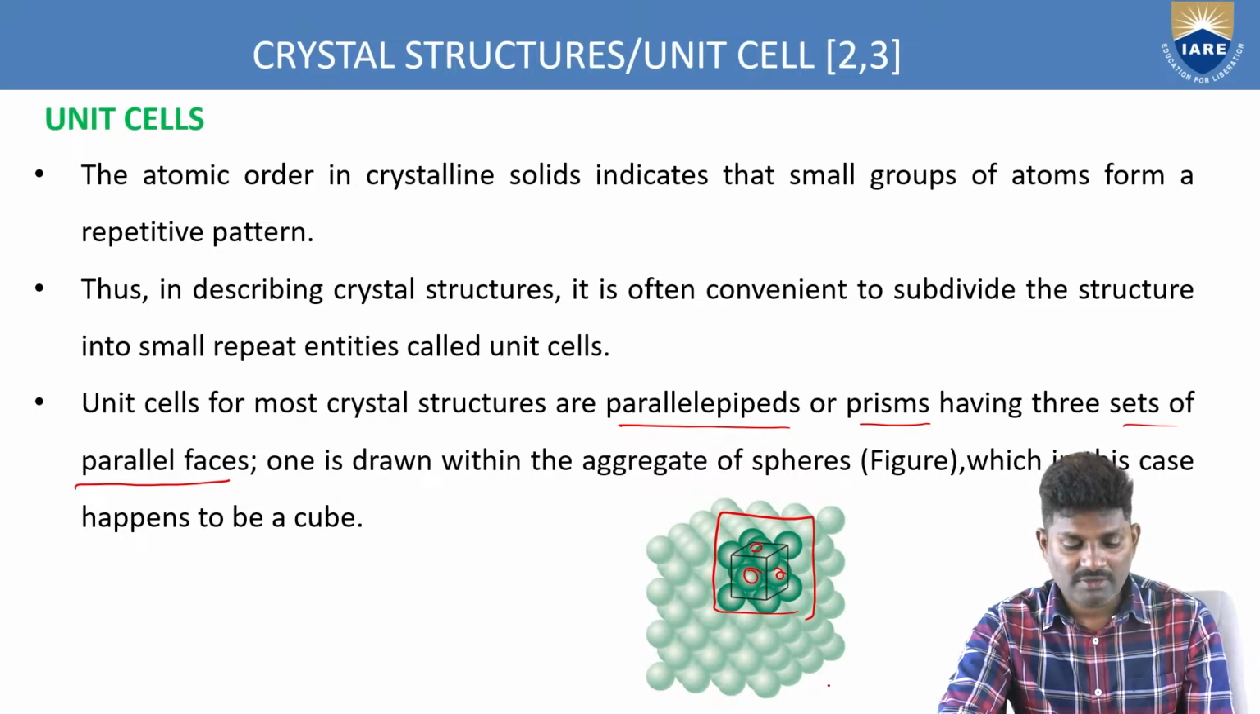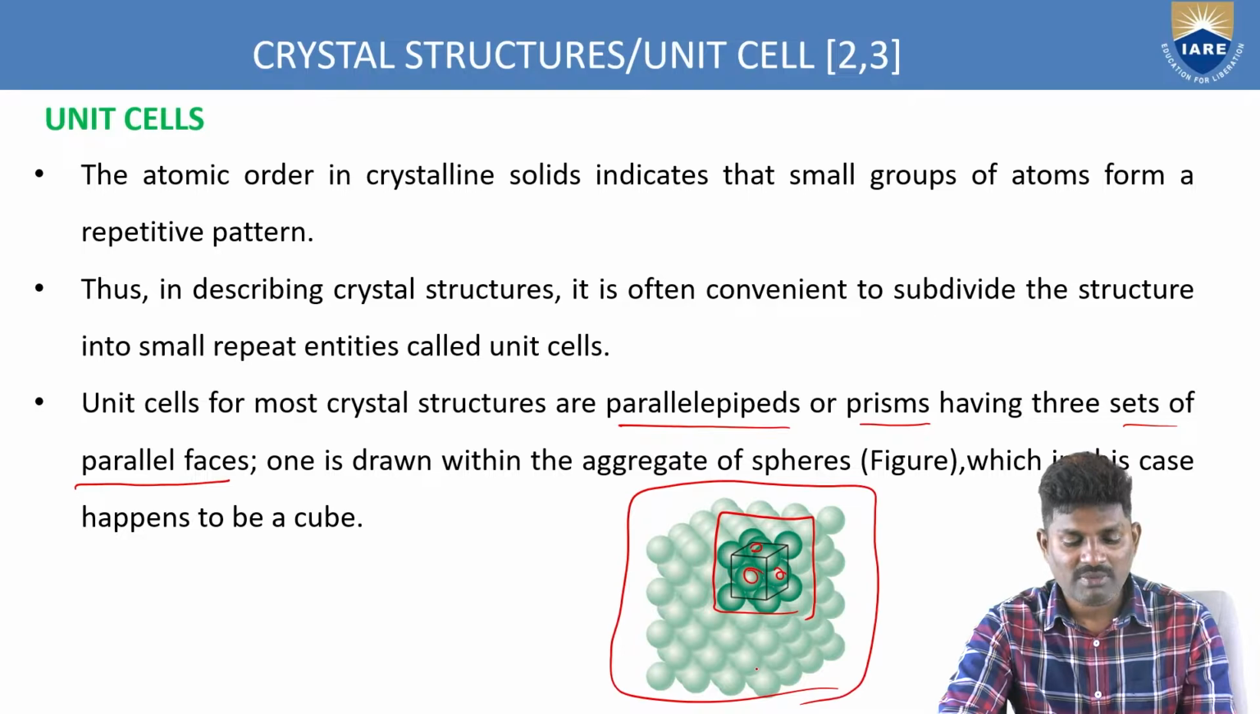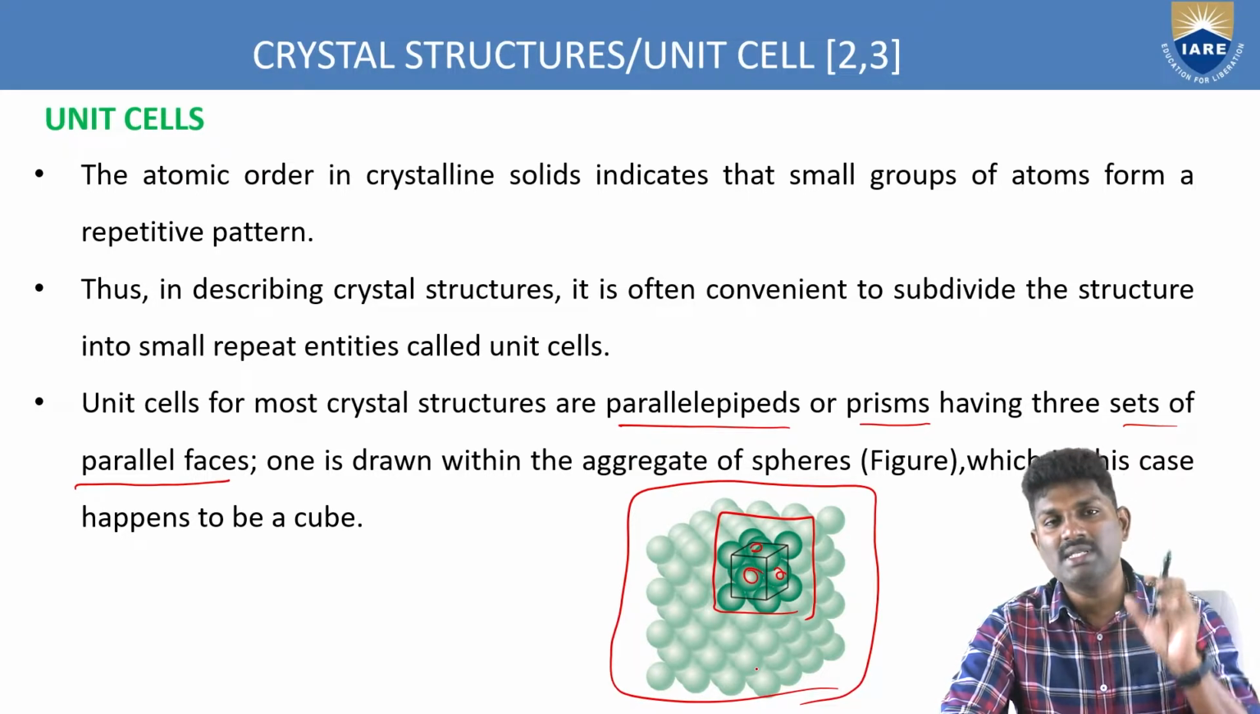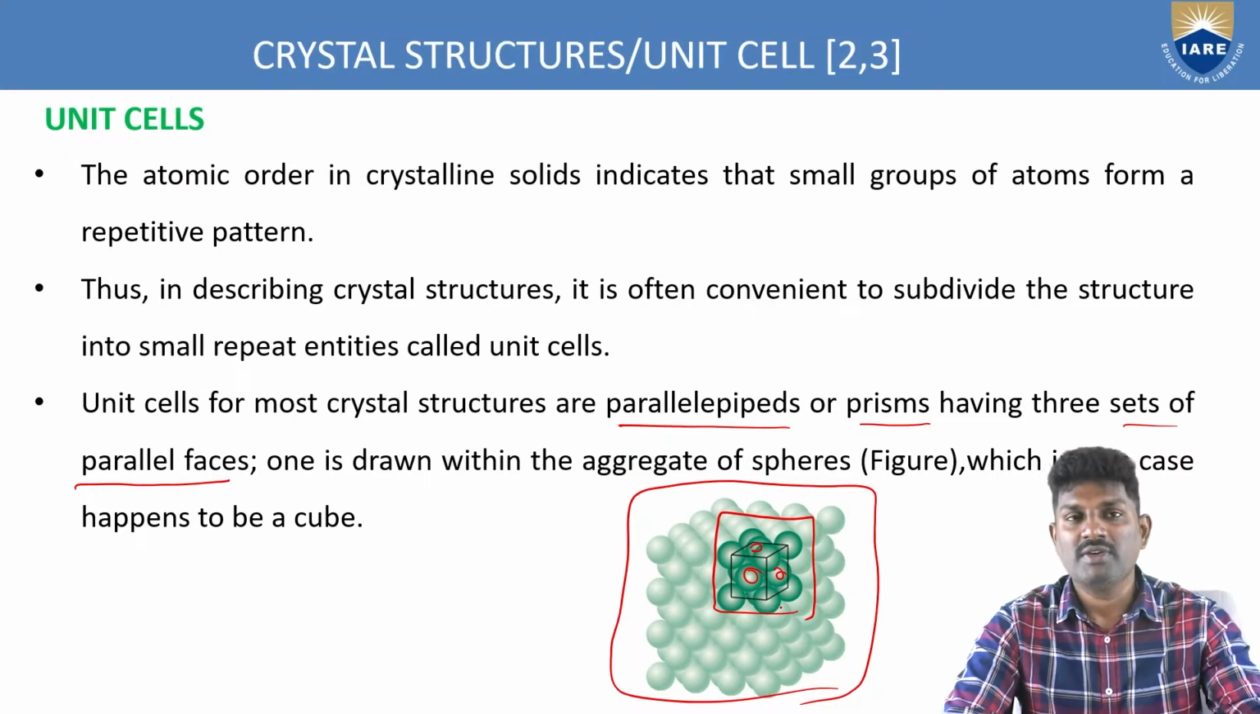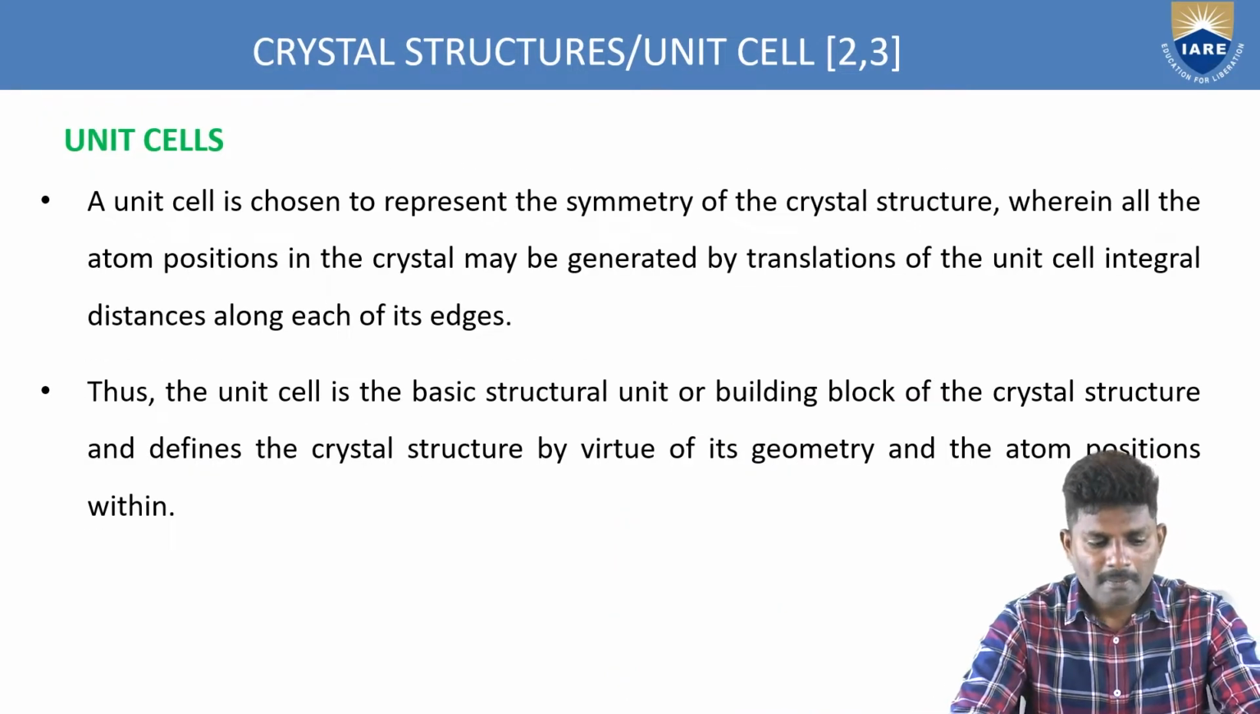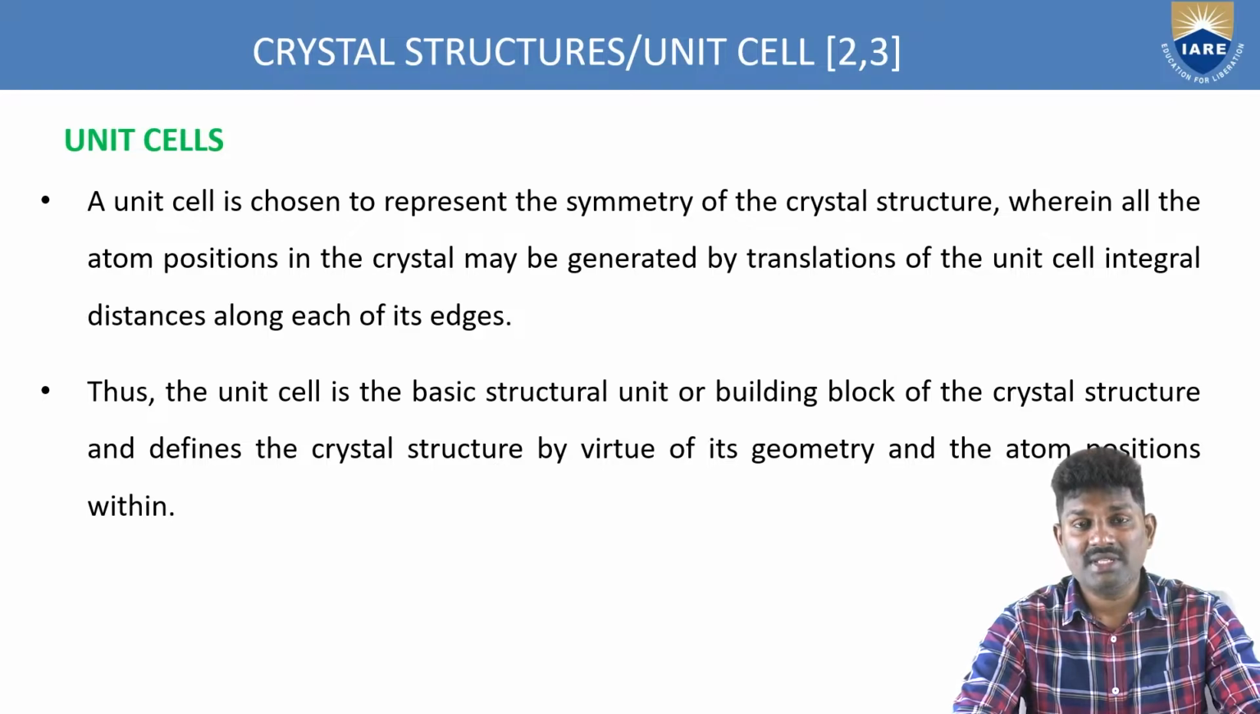So in this figure, you can see the clear aggregate. From this aggregate, we are taking a small unit cell. So this is the representation of a unit cell. And this unit cell is chosen to represent the symmetry of the crystal structure. So what is the importance of this unit cell?